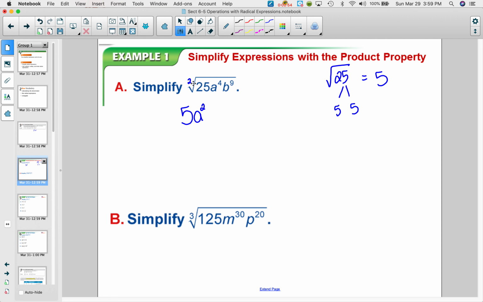So now I'm going to do the same thing here. 2 goes into 9 4 times, so I'm going to have a b to the 4th. But there's 1 left over, so the 1 left over is going to stay inside. And this is my answer.